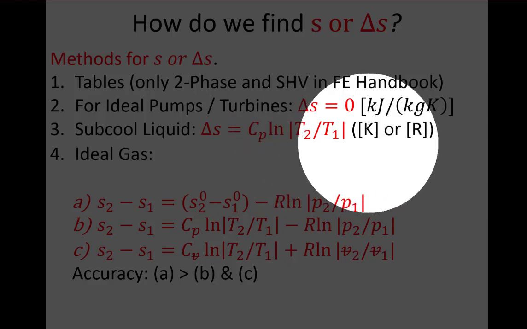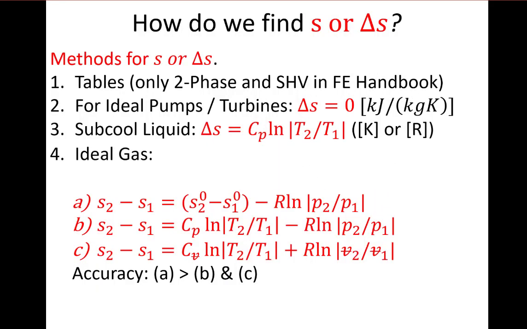And here, this is the common mistake that people make. This is why I constantly say this: if it's not a delta T, you have to use Kelvin or Rankine. So the natural log of T2 over T1 is going to be much different if T2 is 0 degrees Celsius or 273 Kelvin. So use Kelvin.